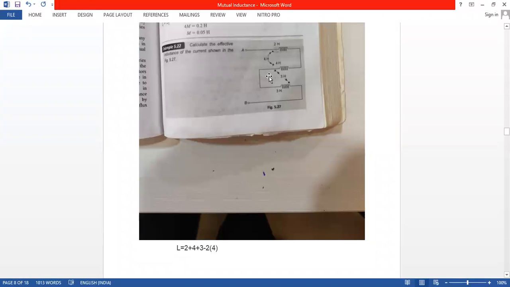Now come to the next one. Who will tell? Next mutual inductance. Again start from the current. Start from the point A. Current is entering. This one is finished. Now we are writing the mutual inductance between second inductor and third inductor. So current is leaving or entering? Tell me now for delta shape.